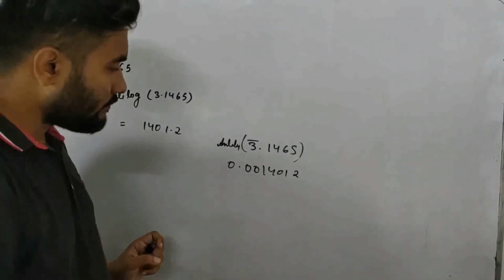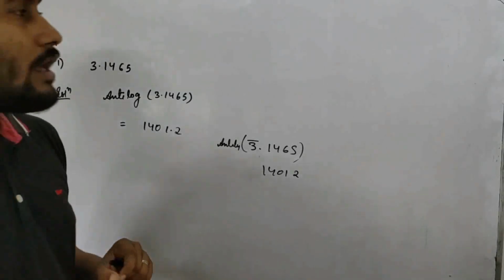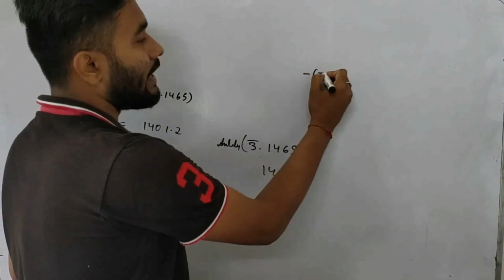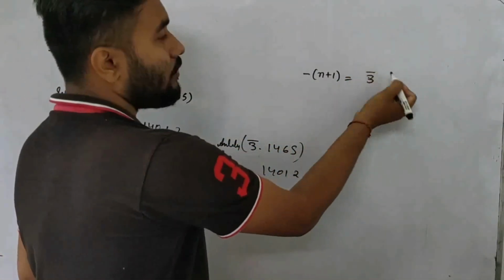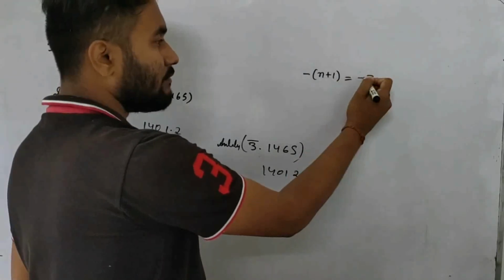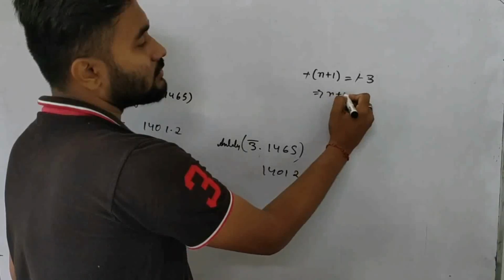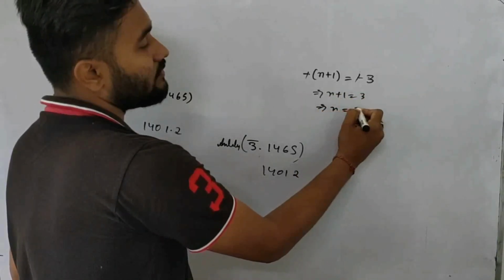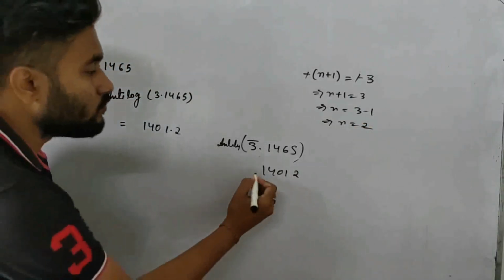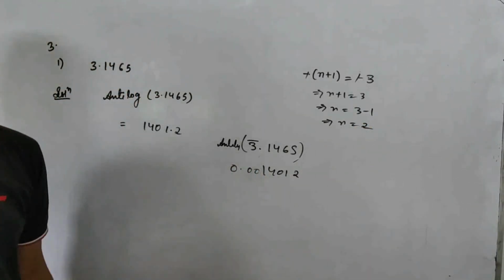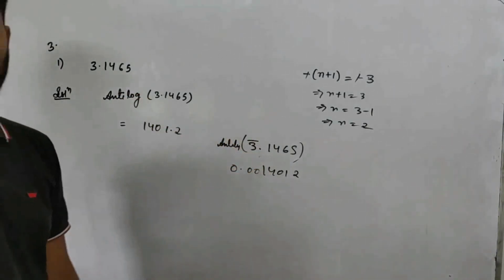This will be the answer. Now if you can't do it directly, then what I have said is that whenever bar is there, the formula will be minus n plus 1 equal to 3 bar. Now what is the meaning of bar? It means nothing but minus of 3 only. So minus minus cancelled, n plus 1 is equal to 3, n will be equal to 3 minus 1, n will be equal to 2. So there will be 2 zeros. Done. Same question, characteristics different, so position of decimal different.